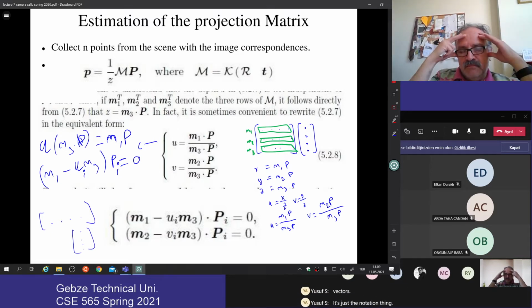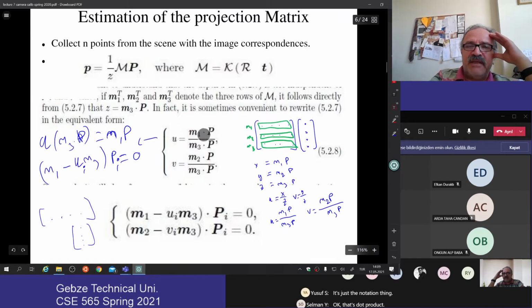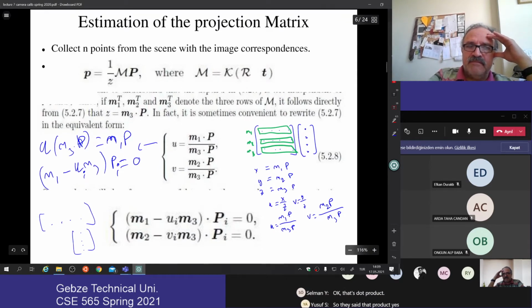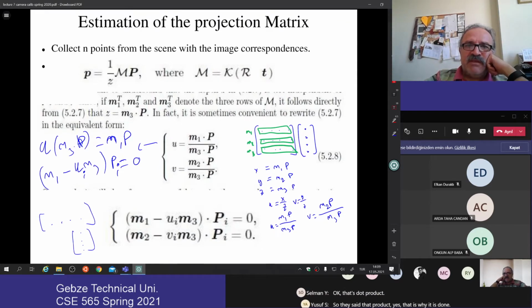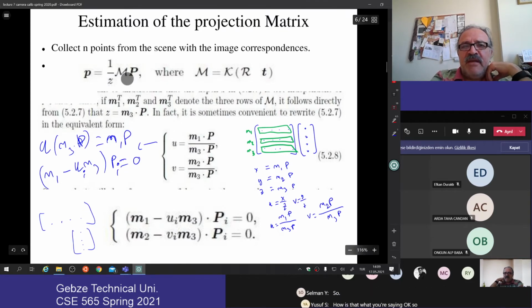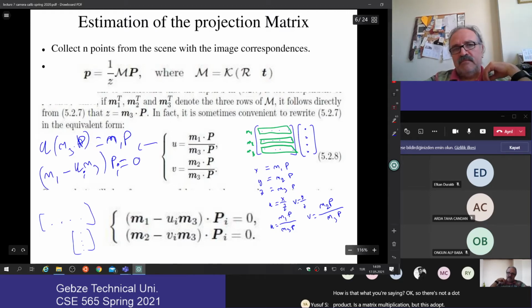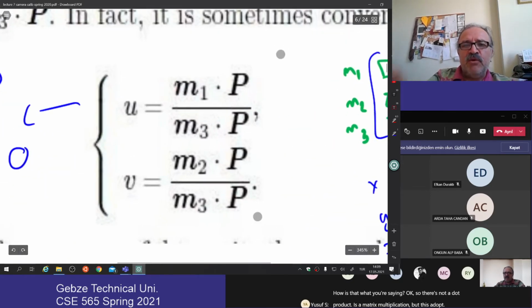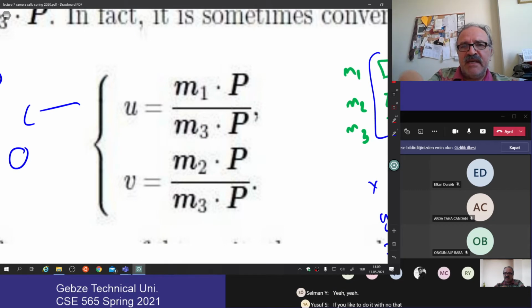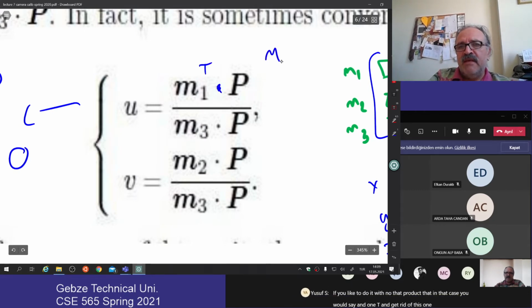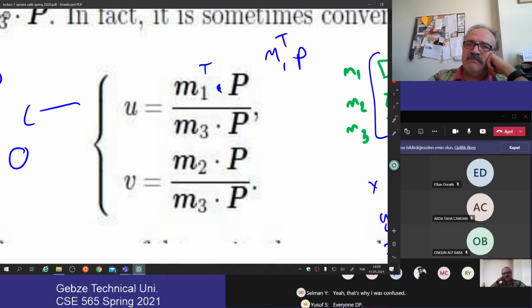Okay, that's the dot product. So this is not a dot product, this is a matrix multiplication, but this is a dot product. If you would like to do it without the dot product, then you would say M1T, get rid of this one, so you would say M1TP. Okay, thank you. Good point.